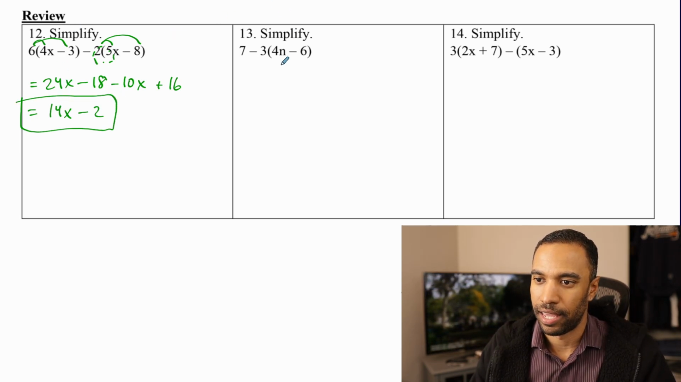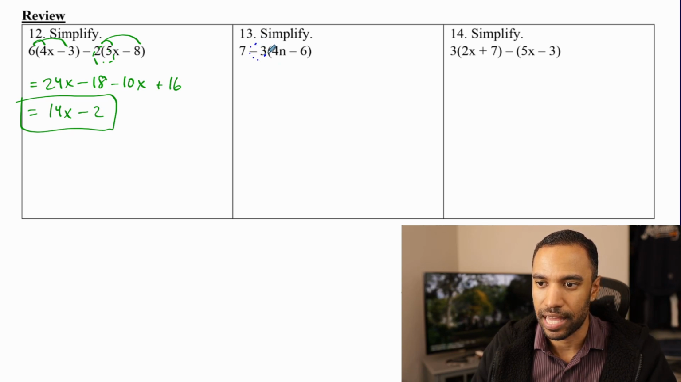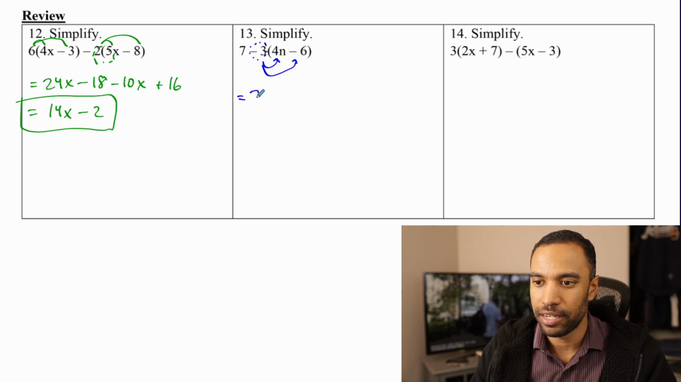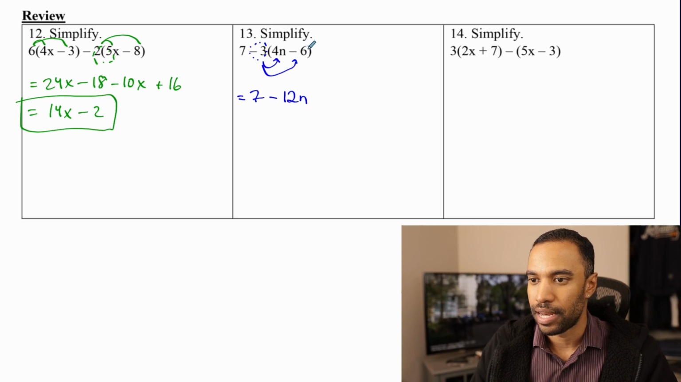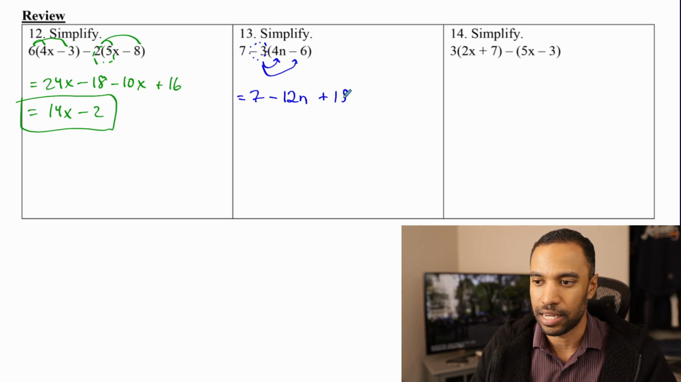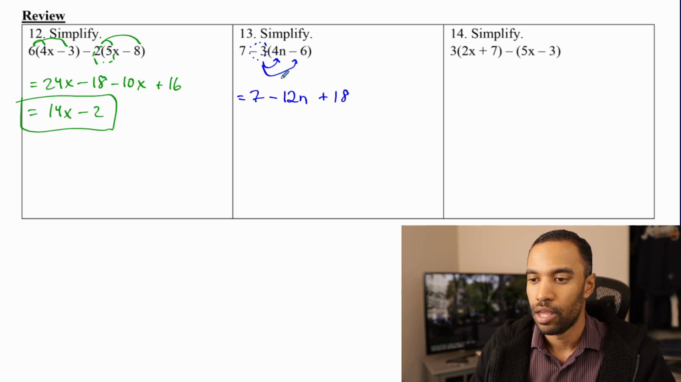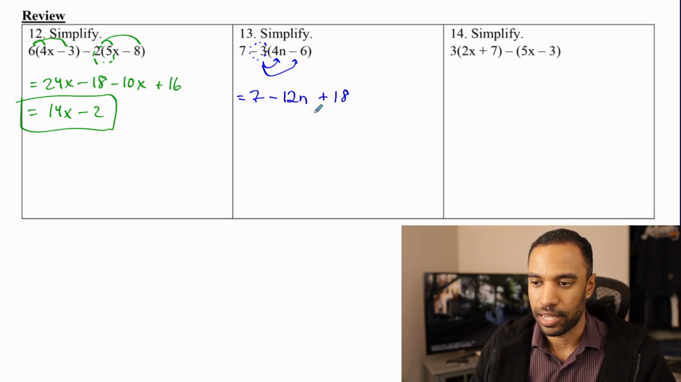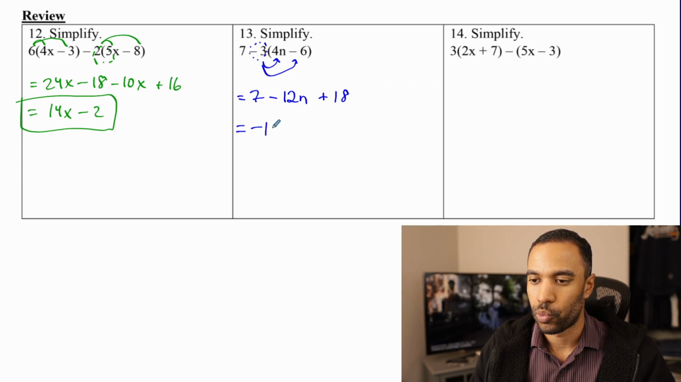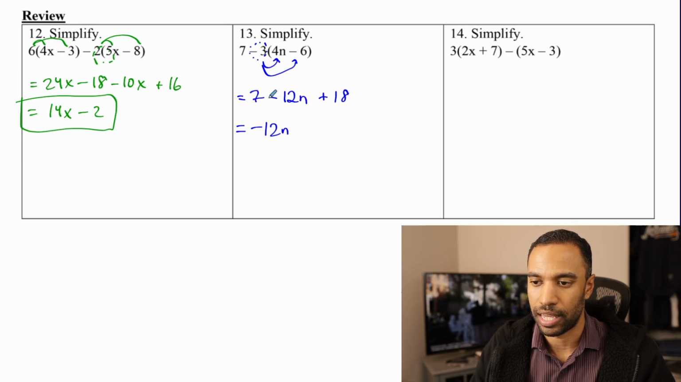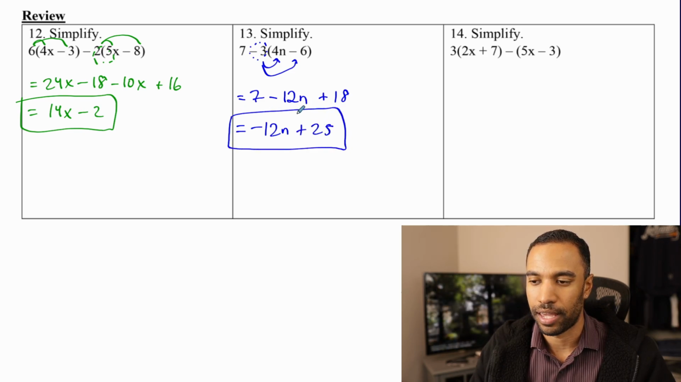Number 13, simplify. Maybe an easier problem here. Just make sure that that negative 3 does distribute into here fully. So we're going to have 7, and then negative 3 times 4n is negative 12n, and negative 3 times negative 6 is positive 18. 7 adds with 18, and we get 25. Notice that it wasn't 7 minus 18. That negative associates with the negative 12n. 7 plus 18 is 25. So I get negative 12n plus 25 there.